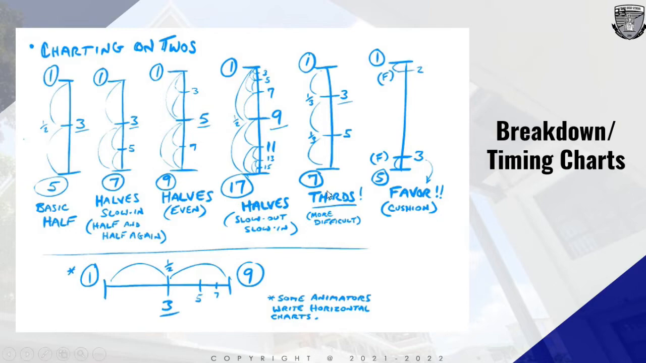Next, we also have thirds. So as you can see here, we have 1, 3, 5, and 7. We have your key, we have your breakdown here, we have your in between here, and we have your key here. So 1/3, that is on thirds. And we also have here favor. Okay, we have your key, your in between, and we have your key. So this is an example of a favor. Okay, and in some instances they also do breakdowns that are on a horizontal perspective.